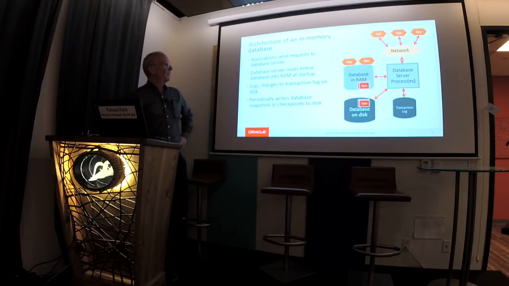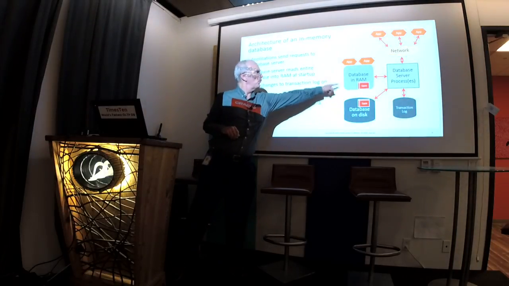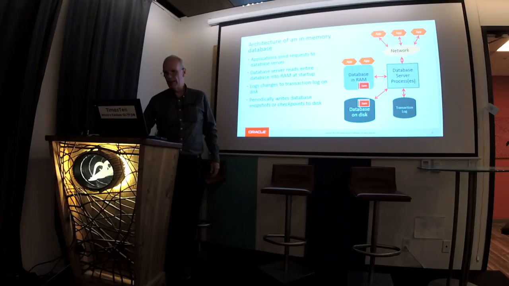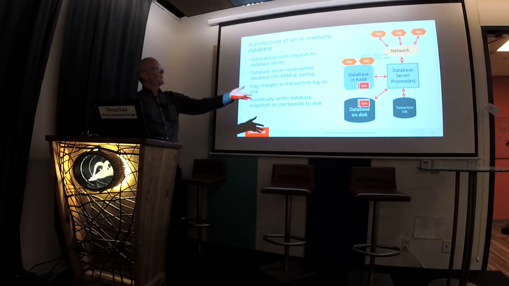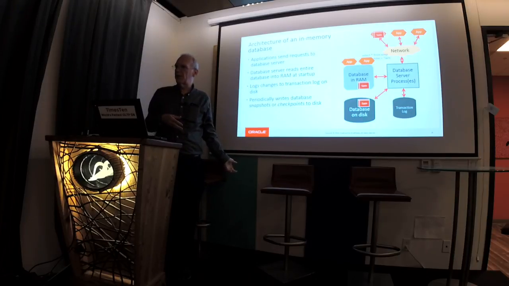So my data is out on disk somewhere, but it's also always in RAM. And so somebody issues the same select, it goes to the database server, they look in memory, and it's always there, and so it gets returned back. That's faster. So an in-memory database is faster.